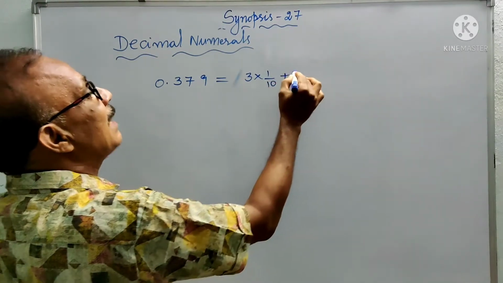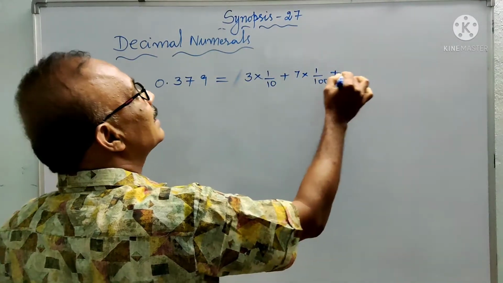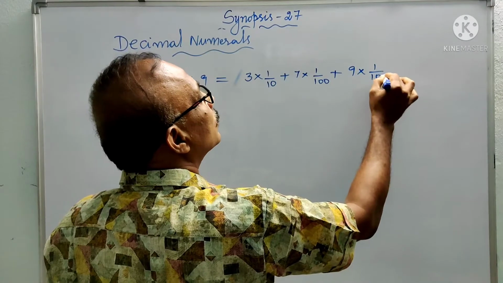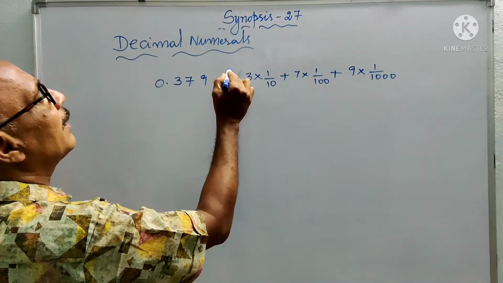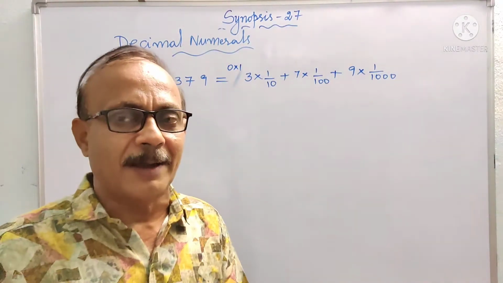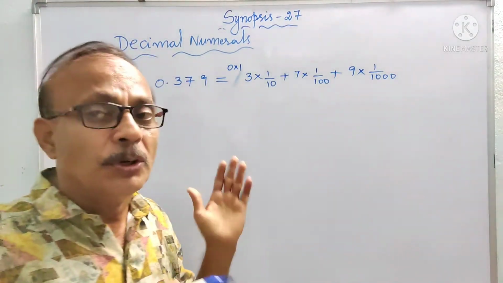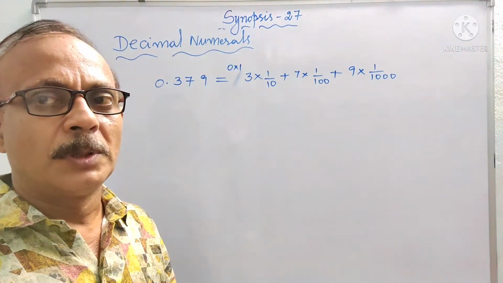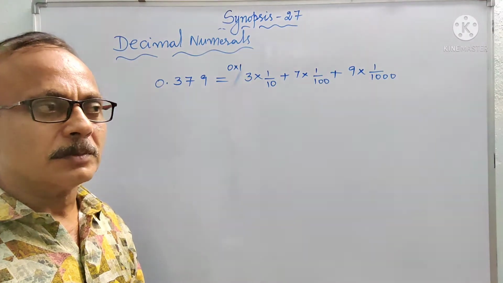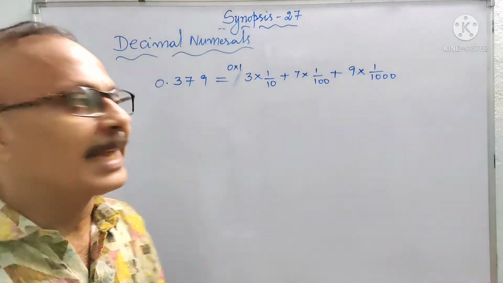Plus 7 is in the 100th place, 7 into 1 by 100. Plus 9 is in the 1000th place, so 9 into 1 by 1000. And if you want, you can write here 0 into 1 because the units place is 0. Whole part units place is 0, so you can write 0 into 1 also. This is how we write a decimal number in expanded form.